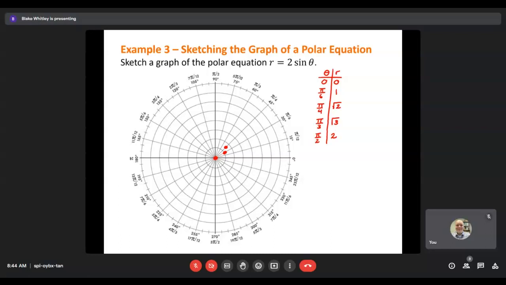Square root of 3, also somewhere between 1 and 2, this time closer to the 2. We're going to go around to pi over 3. So we should have a point right here. And then finally at pi over 2, our radius is 2. So we're going to be right on that second circle at pi over 2. So we're going to get something that looks like this.